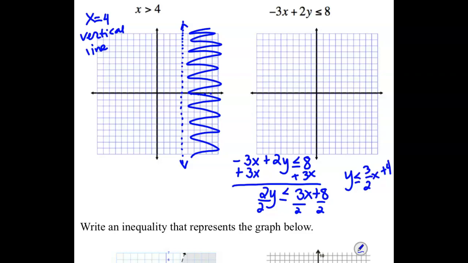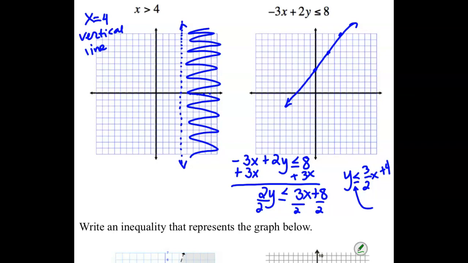So I'm going to start at the y-intercept of 4, and I'm going to do a 3 over 2. So I'm going to rise 3, run 2 for my slope. There is an equal sign on this one, so I'm going to do a solid line. And then in terms of shading, we have to look at the slope-intercept version. It says y is supposed to be less than that, so we want to be underneath our line. So we would be shading everything under here.